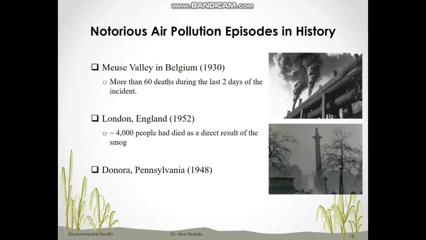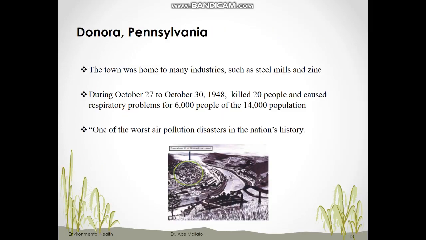And in the United States, in the mid-20th century, 4 years before the London disaster, in Donora in Pennsylvania, an air pollution episode happened. The town of Donora is located 30 miles south of Pittsburgh and is home to many industries like steel and zinc plants. The disaster happened in only 5 days, from October 27 to October 30 in 1952, and killed 20 people and caused chronic respiratory problems to almost 6,000 people out of 14,000 residents of the town.